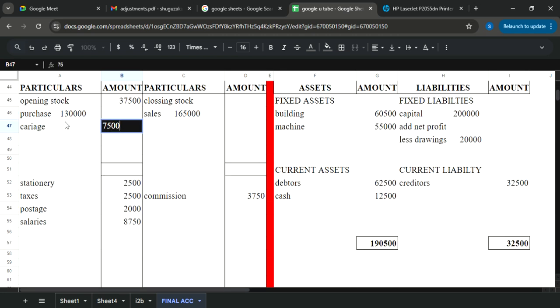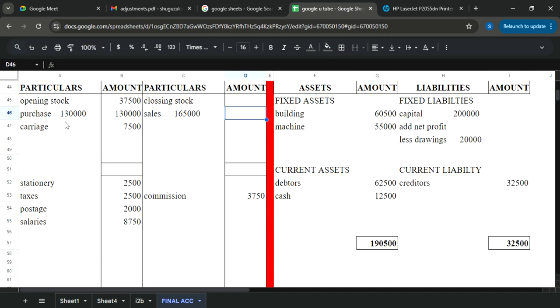7500 we will write over here. So please note it down. We were waiting for returns. As returns are not present, it means directly you can post 1,30,000 over here.